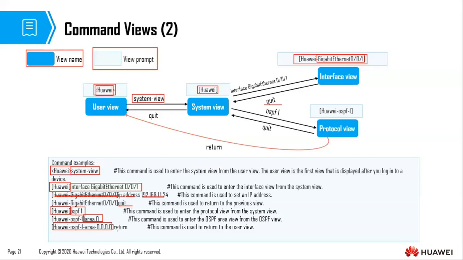Now, if you want to move all the way from, for example, a protocol view to the user view, you can type the command return. Return is the command that is used to return you to the user view directly. Instead of quitting, because if you're on the area view, you'll have to quit at least 3 times to get to the user view. But if you want to go to the user view very fast, you can just use the command word return. So I hope that is clear.